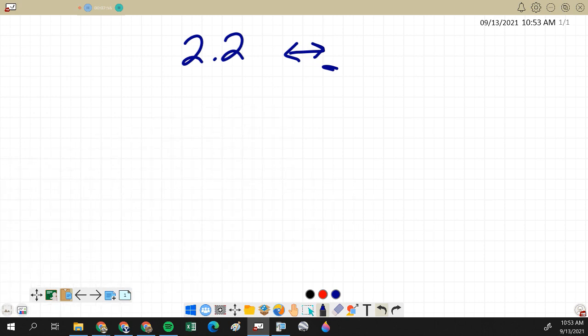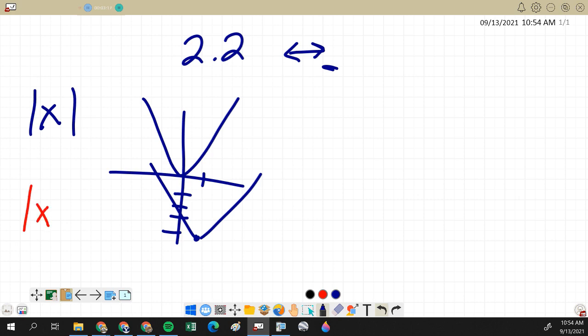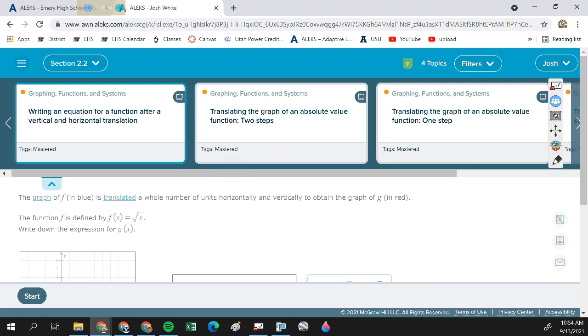All right. If I had the square root graph, which is the square root of x, and I wanted to move it to here, what would that equation be? X minus 1 will be a horizontal shift to the right 1 unit, and minus 4 would be down 4. Okay. All right, let's take a look, but I think that's pretty much everything in 2.2.